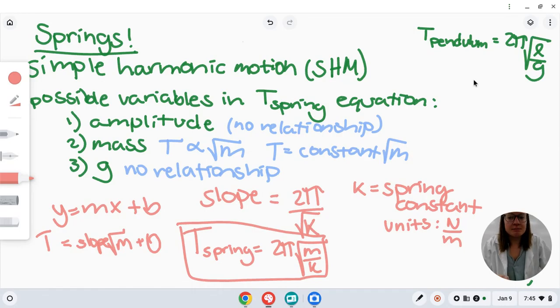There's a little bit on the period of a spring, but that's not everything that there is to know about springs. There's actually two more things that we really need to talk about with springs today. The first thing that we need to talk about is a concept called Hooke's Law.